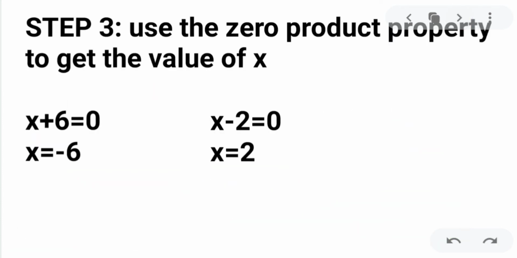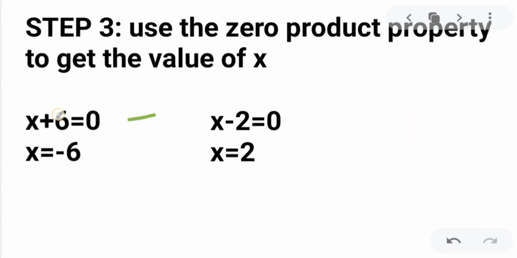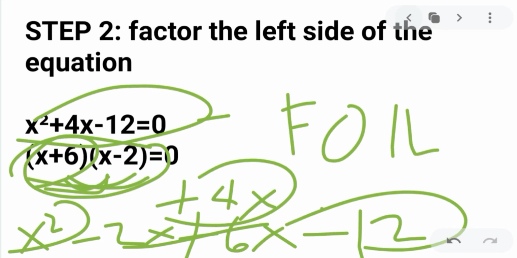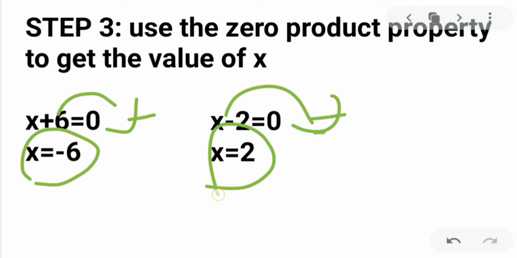Now, for step 3, we have to use again the zero product property to get the value of x. We have to equate each factor to 0, then transpose the terms. In this case, x plus 6 here is equal to 0. Transpose the 6, you will have x equals negative 6. Now, x minus 2 here, equate to 0, then transpose the negative 2, you will have x equals 2. Therefore, the values of your x are negative 6 and 2.